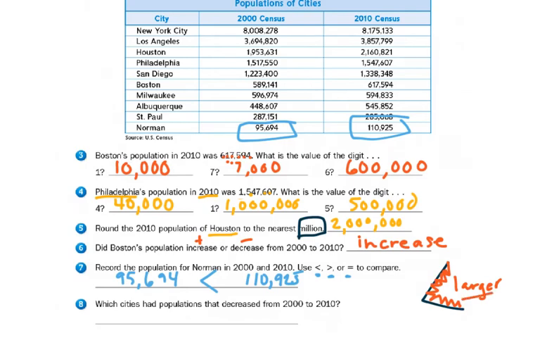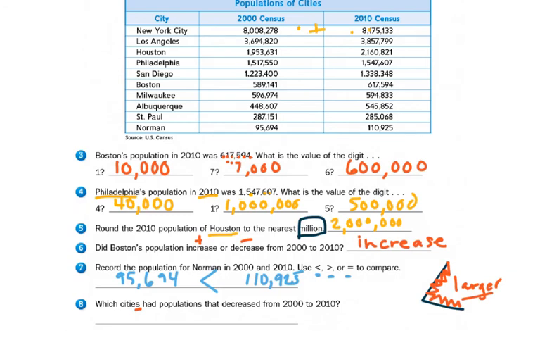And lastly, which cities, notice it has an S on it, have populations that decreased from 2000 to 2010? So let's quickly go through each one of these. New York City. Look at the 8 and the 8 in the millions. Then a 0 and a 1. It went up, it increased.